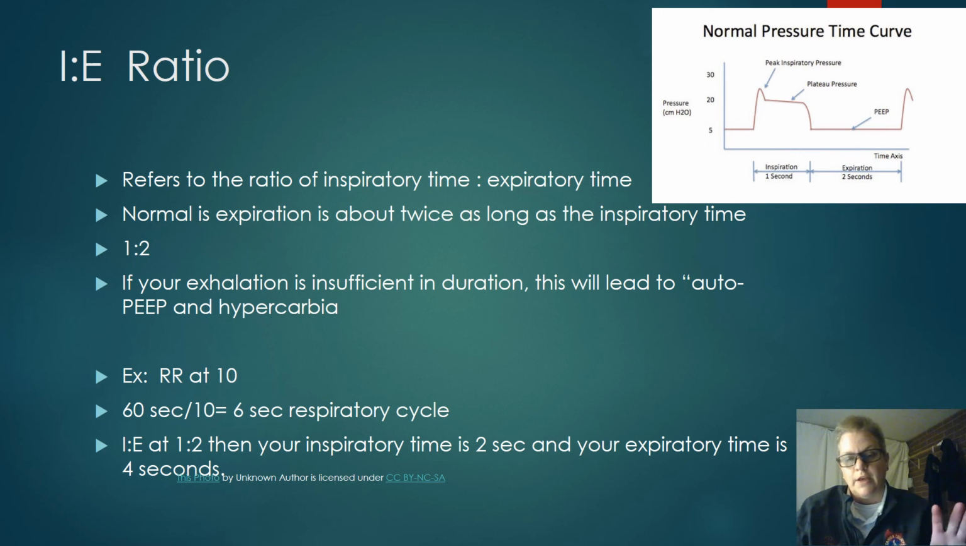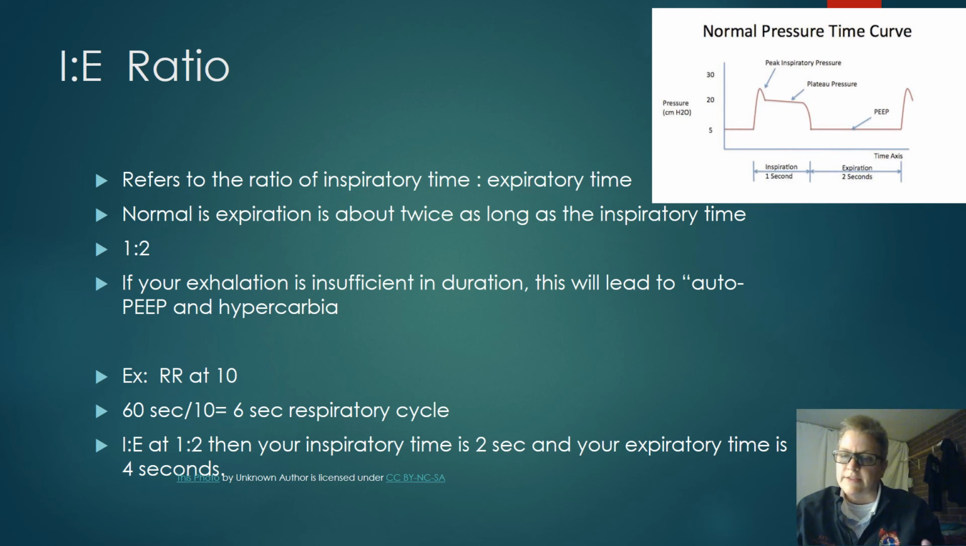So if, as an example, you have a respiratory rate of 10, that would be a 6-second respiratory cycle, right? Because 60 seconds divided by 10 is 6. So in an I/E ratio of 1 to 2, your inspiratory time will be 2 seconds and your expiratory time will be 4 seconds. So it's double that inspiratory time. And that gives them enough time, hopefully, to breathe out.